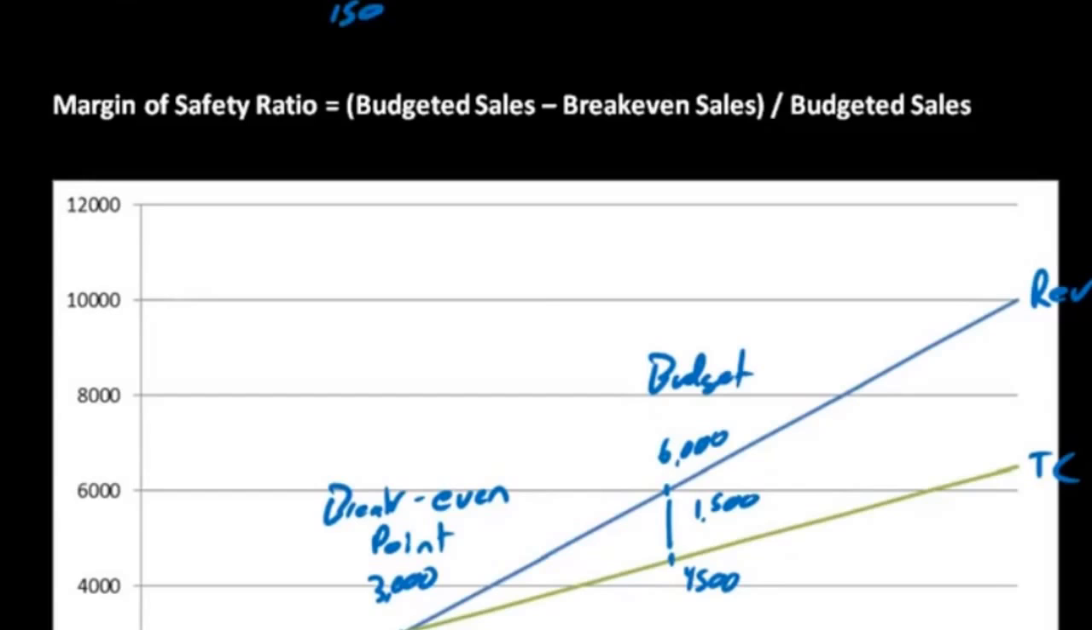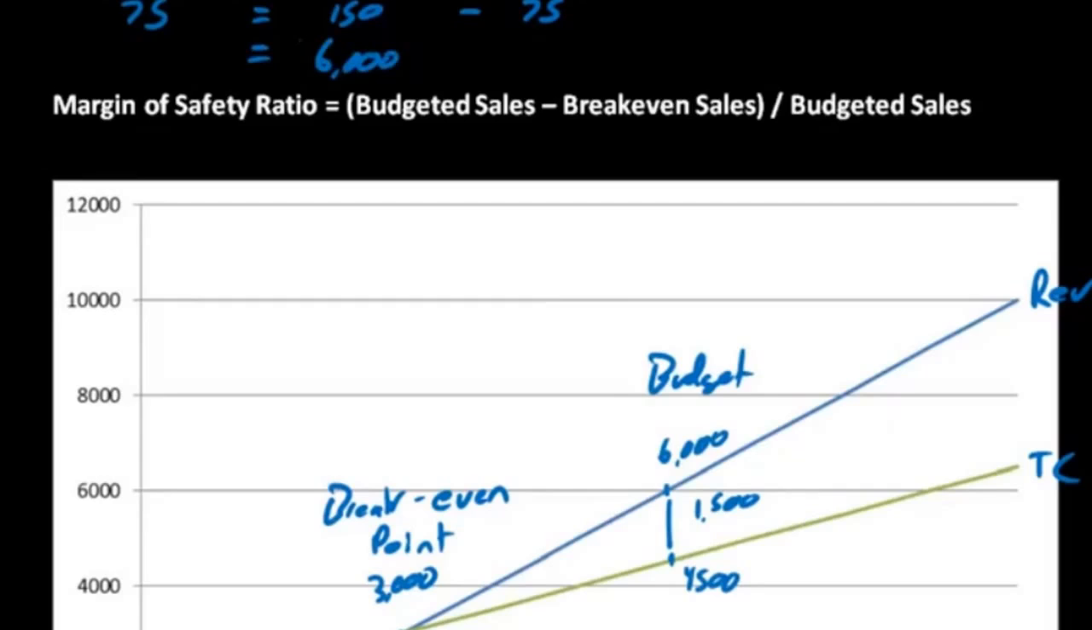Let's do it in units first. My budgeted units is 150 units; I think I will sell 150 units. To break even, I have to sell 75 units. And so my margin of safety in units is 75, which is 150 minus 75. So I could sell 75 fewer units than I budgeted and still break even.